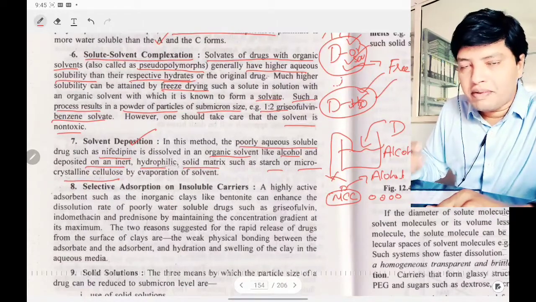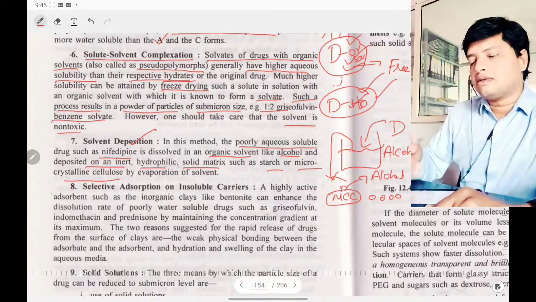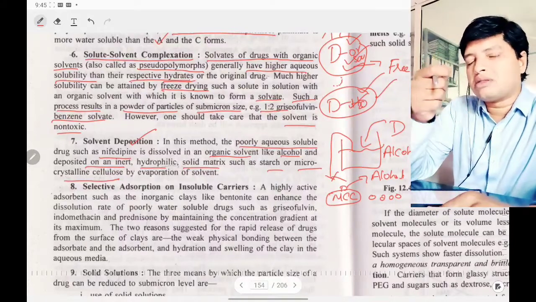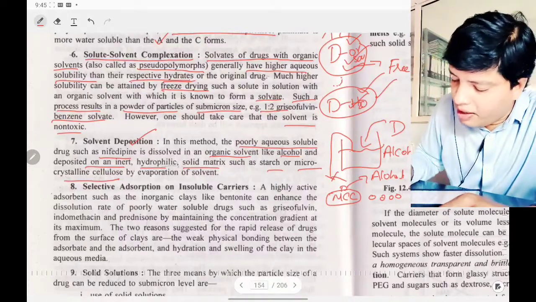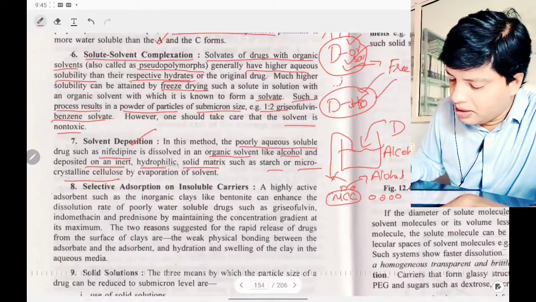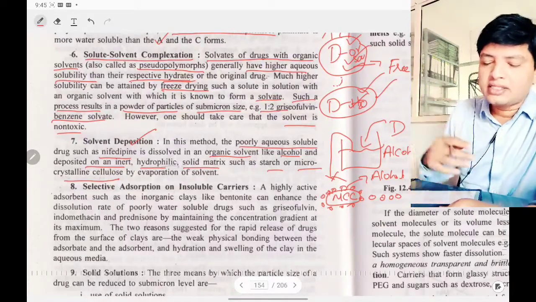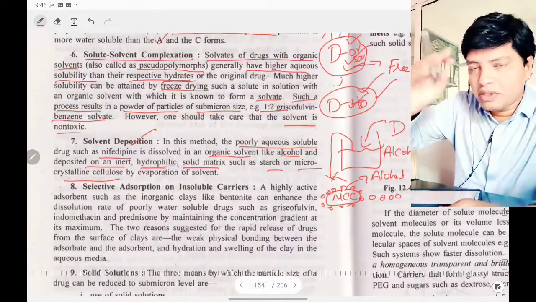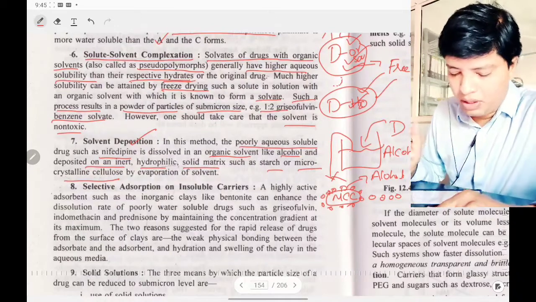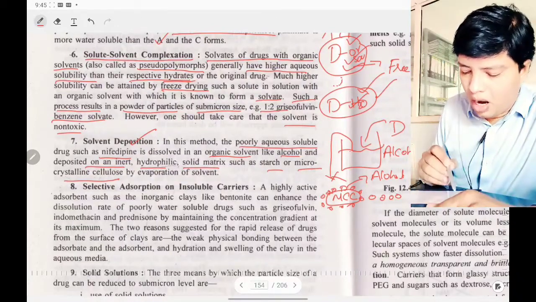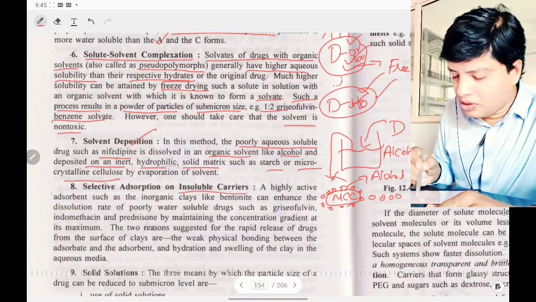Due to this, what happens? The solubility increases. We are converting the drug into micron size. At the molecular level, we are going to deposit the drug here, like this on the microcrystalline cellulose. Due to this, the solubility increases. That's what solvent deposition is. You are using a solvent and depositing the molecule on the other molecule. Next is selective adsorption on insoluble carriers.